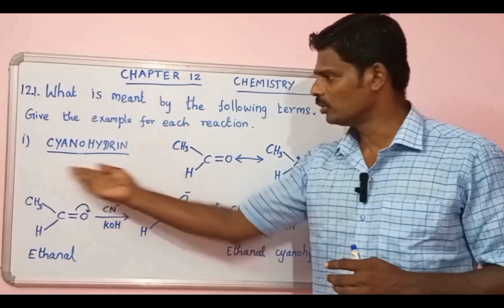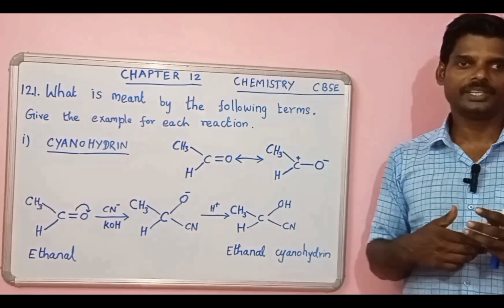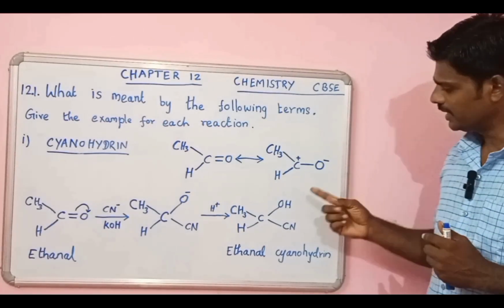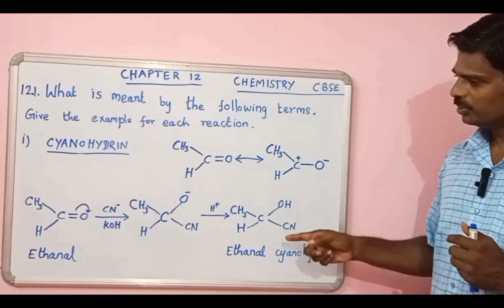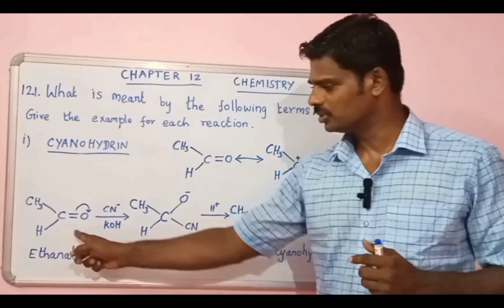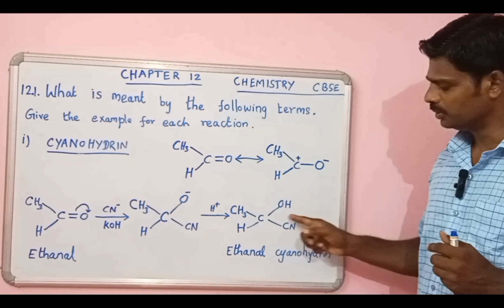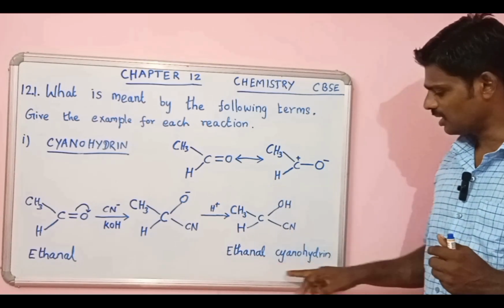So we have the cyanohydrin. Cyano means the cyanide group and hydrin means the hydroxyl group. So a cyanide and a hydroxyl group are introduced into an aldehyde. This is the final product, which has a cyanide group and an alcohol group. So this is ethanal cyanohydrin.